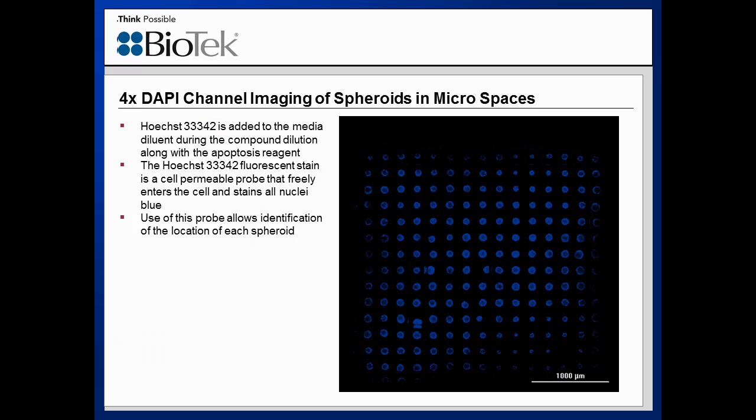We then demonstrated the ability to also use fluorescence imaging. Here you see the same well with the spheroids that were stained with a Hoechst 33342 dye to identify nuclei within the spheroids and allow us to see each spheroid in the well.